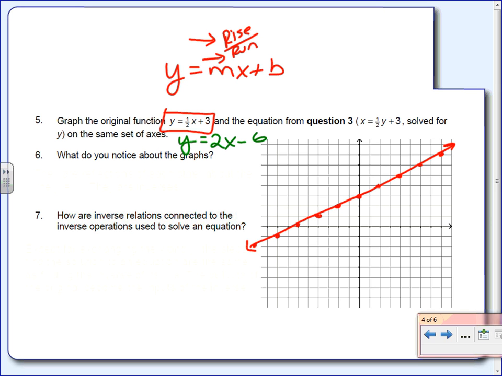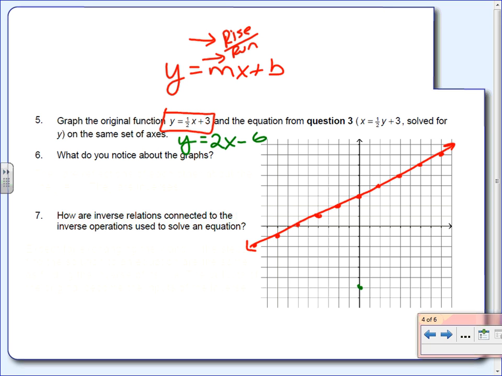James Luna. Y-intercept. What is the y-intercept of our new equation? Negative 6. So let's find a negative 6. 1, 2, 3, 4, 5, 6 right here. The next thing I need is the slope. So what's the slope there?